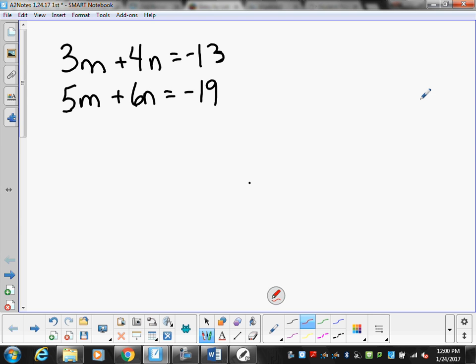Which variable do we want to try to get rid of? Which one do we want to try to eliminate? The m or the n? Those are the variables. N. It's the first one I heard.